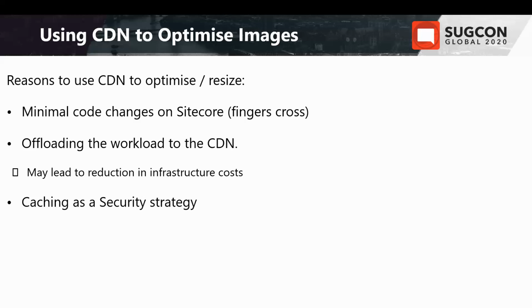We want to offload the actual resizing and optimization workload to the CDN rather than on the origin, to free up your CPU and memory resources to process real tasks like serving out content.